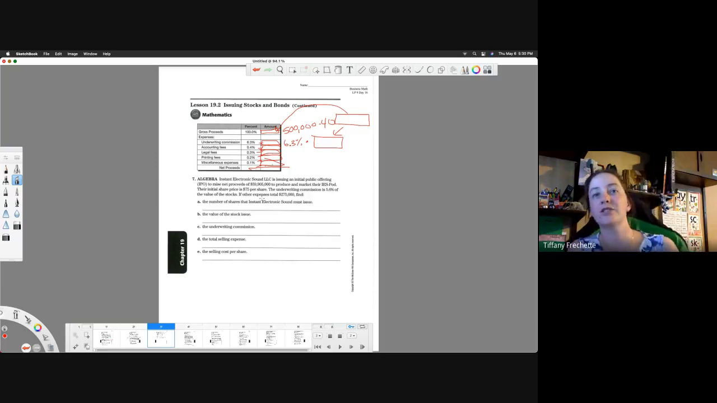It says the number of shares that Instant Electronic Sound must issue, the value of the stock issue, the underwriting commission, the total selling expenses, the selling cost per share. So one thing that helped me when I was going through doing this problem is I literally went through and recreated that table back from 1 through 4. So I literally had value, then percent, then commission. 2 S's in commission, I can spell that. And then other expenses, which I don't believe they give you in here.